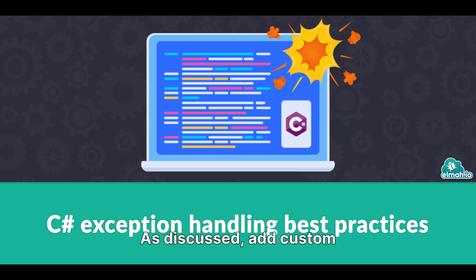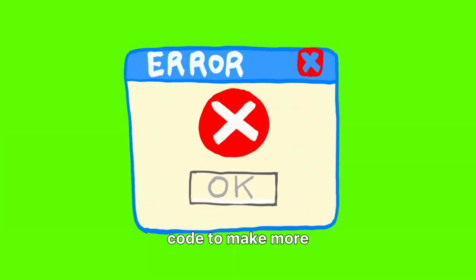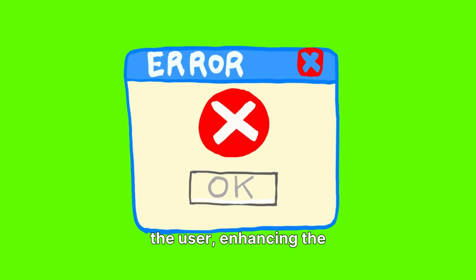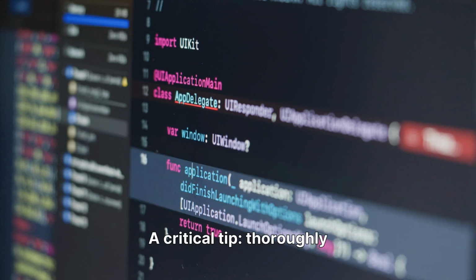As discussed, add custom properties to your exception classes when they can provide valuable context beyond the message. For example, an invalid value exception could expose the value that caused the error. This allows the catching code to make more informed decisions or provide more specific feedback to the user, enhancing the overall error handling capabilities. A critical tip: thoroughly test your exception handling logic.